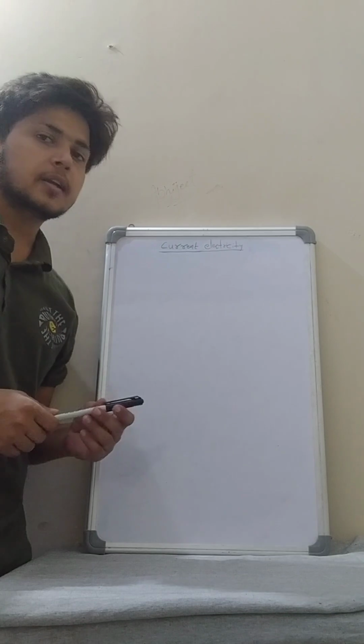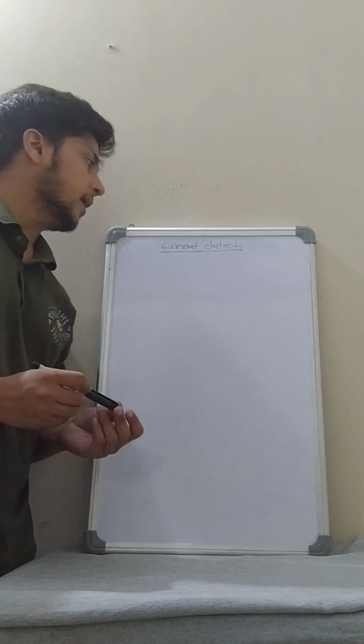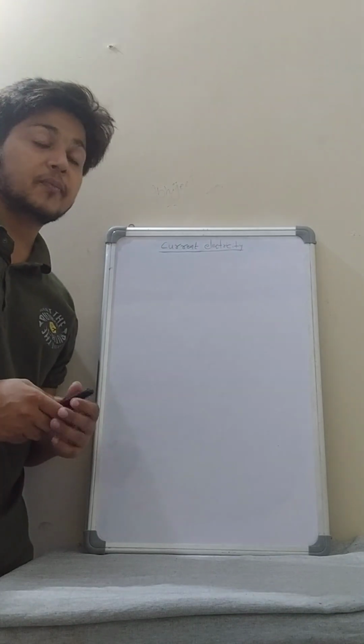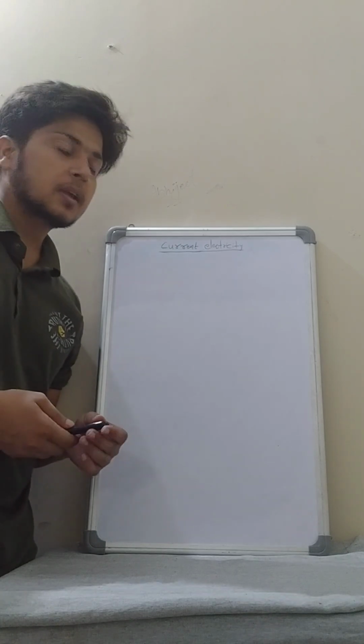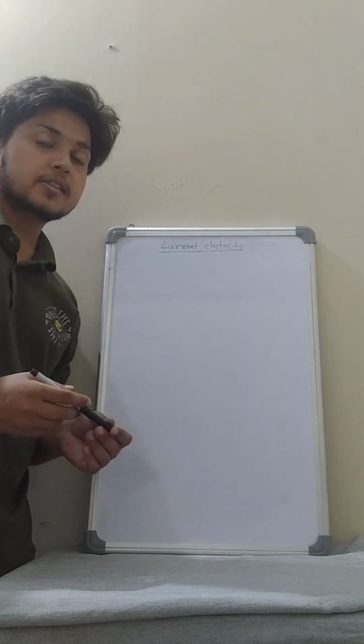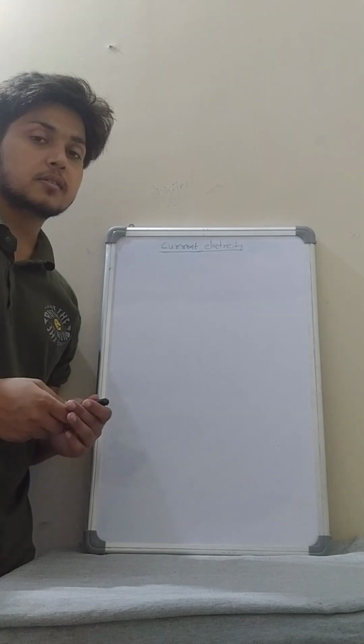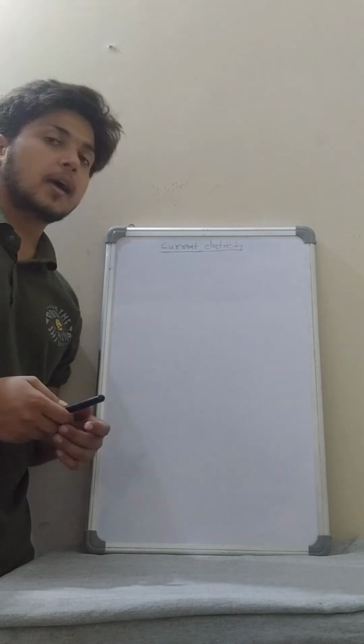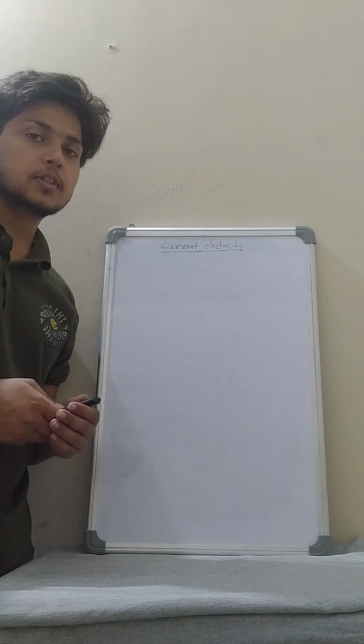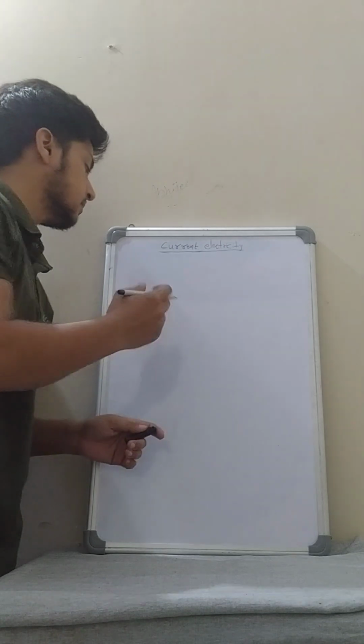So we are studying current electricity. In the previous class we had seen a few things of current electricity, like the definition of current and potential difference. Today we will see the expression of drift velocity.